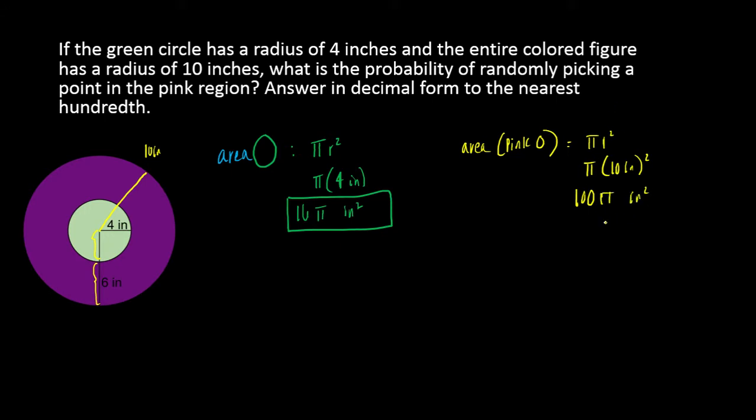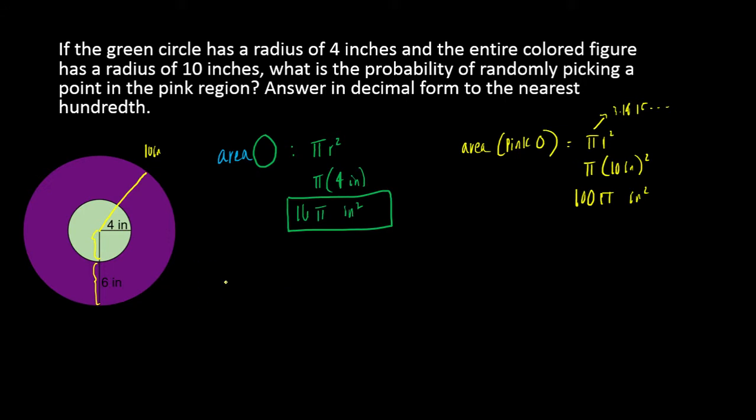Remember, pi is still a number, right? It stands for 3.1415, etc. So to say 100 pi inches squared, we know we're really talking about something like 314 inches squared. Okay, so now I know the area of my large circle. I know the area of my small circle. Okay, so what's the area of this pink space?